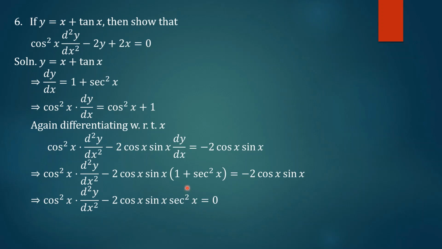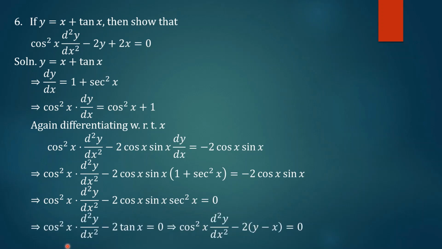You see sec square x is actually 1 by cos square x, one of the cos x will cancel, so it is simply sin x by cos x, meaning we can write tan x. You see here the line, it is remaining same, it is 2, final calculation will be tan x equal to right hand side 0, then this is remaining same and 2 is remaining same, tan x. You see here tan x is equal to y minus x, so we replace here 2 into y minus x equal to 0. So after completing this product, you will get the answer, minus twice y plus twice x is equal to 0. So that is the solution of the problem.